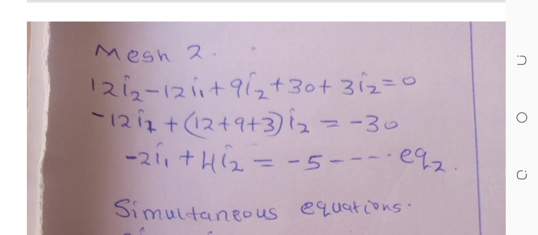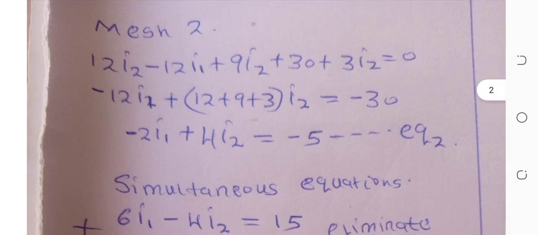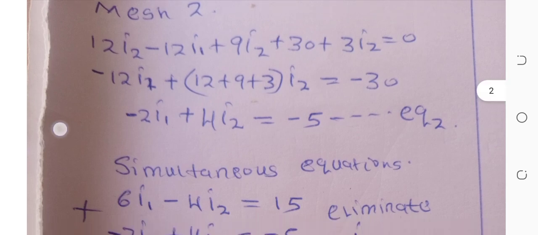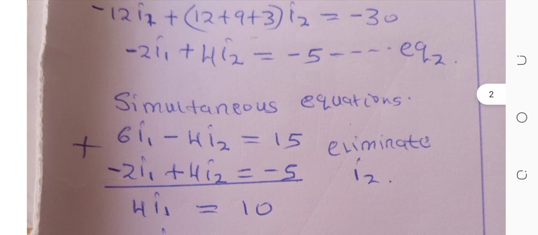equals 0. So we sum up and get negative 2 I1 plus 4 I2 equals negative 5. That is equation 2. So we get two simultaneous equations, that is 6 I1 minus 4 I2 equals 15.